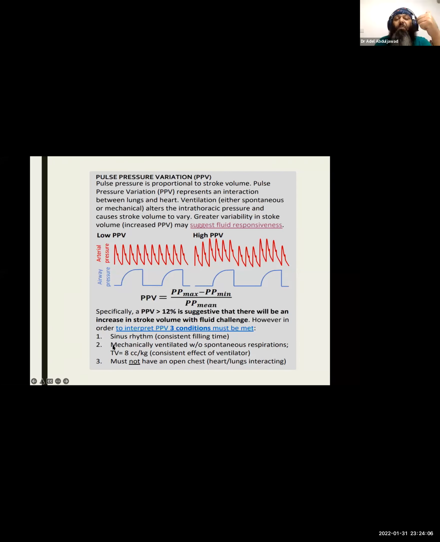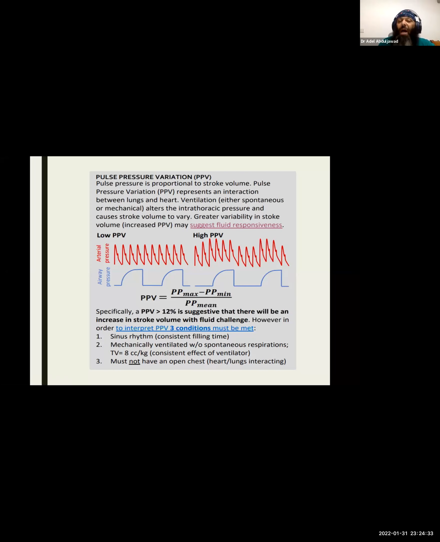Second, I cannot rely on pulse pressure variation for a patient who has spontaneous breathing. I rely mainly on patients who are mechanically ventilated, not only that, with no spontaneous breathing, and they must be receiving a tidal volume of 8 cc per kg of predicted body weight, to be consistent with the effect of the ventilator, to nullify the effect of the ventilator.